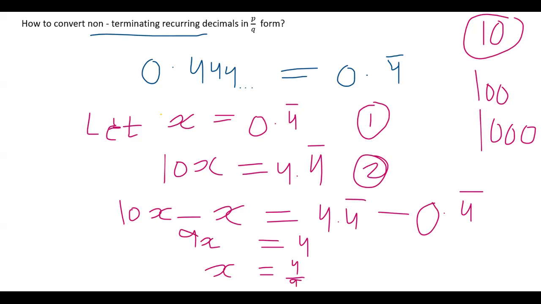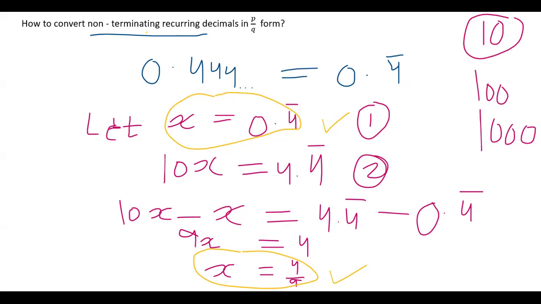Here x was equal to 0.4 bar. We have assumed this and we have got x equal to 4 by 9. So basically we have converted a non-terminating recurring decimal into a rational number form, that is, in p by q form. So let's recap all the steps now.